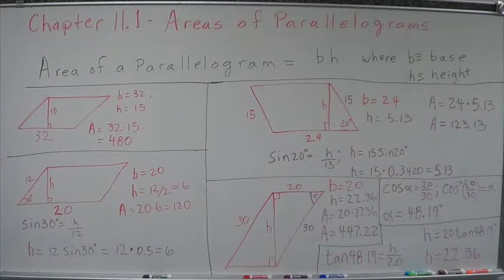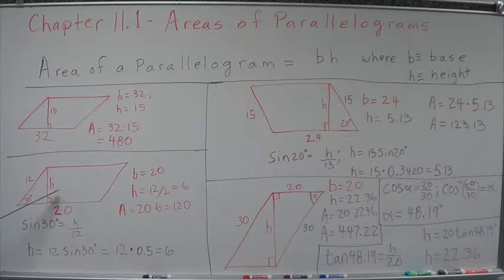Now, let's take a second example. We're going to do it two ways. Why? Because we have a base of 20 and we have another side of 12, but we have this angle right here that is 30. Okay? Now, that means that this is a right angle right here. So that means that is a 30, 60, 90 degree right triangle.